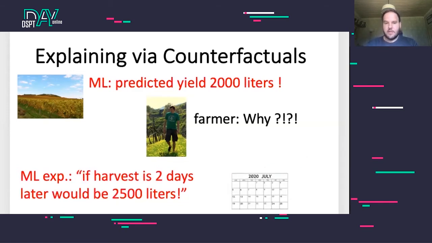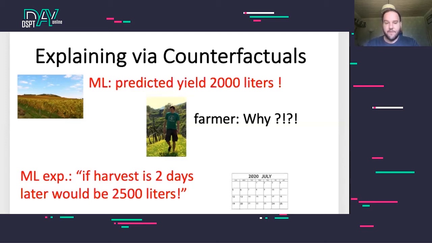Another very important example for explanations is counterfactuals. So we could explain the prediction of 2,000 liters yield by pointing out how this prediction would change if certain conditions were different. For example, if the harvest were 2 days later, the yield would be 2,500 liters. This type of explanation is very popular and useful because it implicitly points out actions or decisions that the machine learning user, in this case the wine farmer, might take.